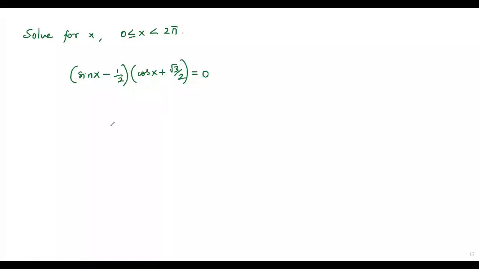Here we have a trigonometric problem, that is, we have to solve for x in the given equation, where x has to be greater than or equal to 0 and less than pi. That is, we have to find the value of x in this interval.